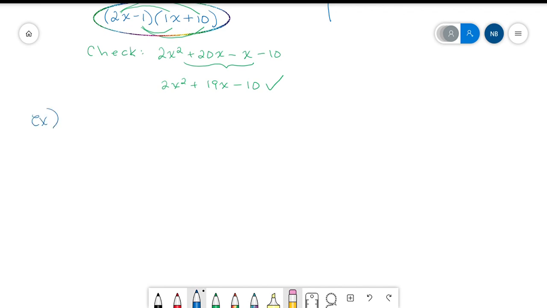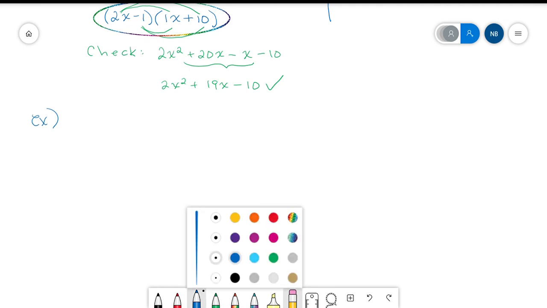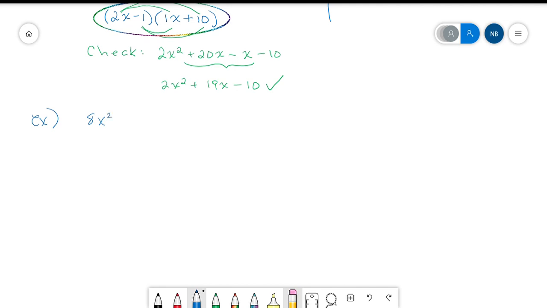8x squared minus 21x minus 9. AC here is rather large. 8 times -9 is -72. The B value is -21. So we're going to create our table with AC in the first column and B in the second column.